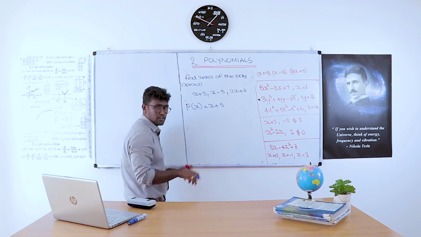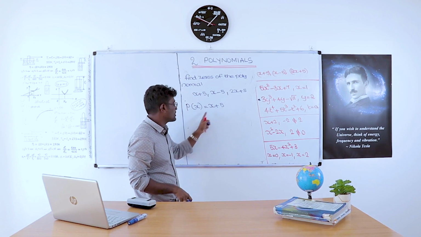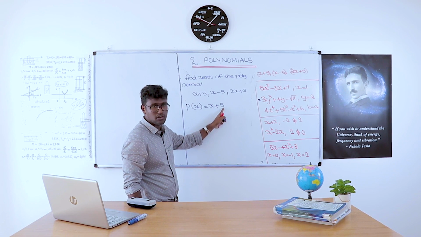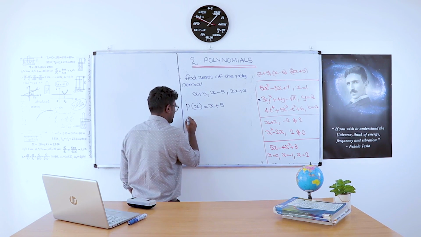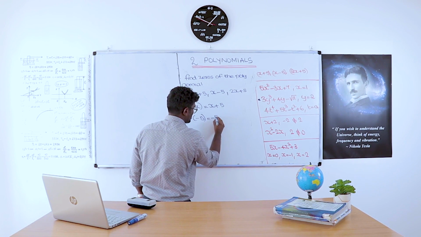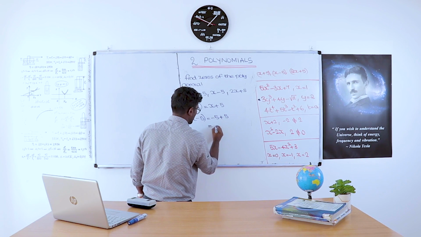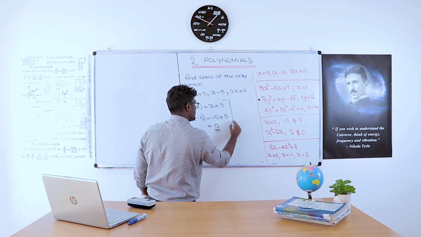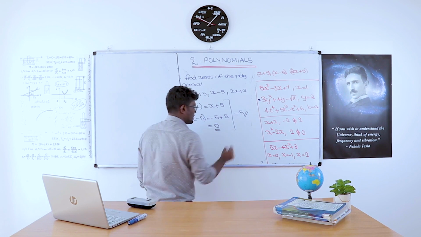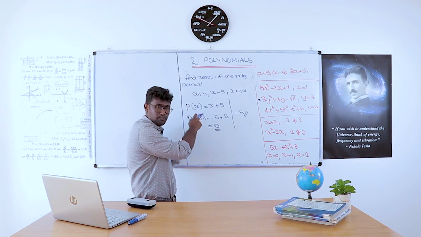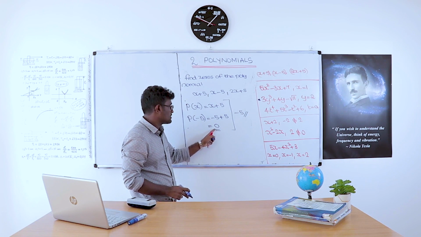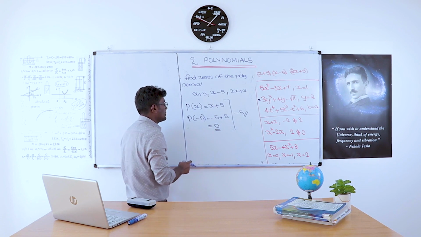For what value does this polynomial tend to 0? Here it is 5. If this x is minus 5, then minus 5 plus 5 is 0. That means we want to find out p of minus 5. That means x equal to minus 5, plus 5, that is equal to 0. So the zero of the polynomial is minus 5. So when minus 5 is inserted in the place of x, the value of the polynomial tends to 0. So this is the zero of the polynomial.